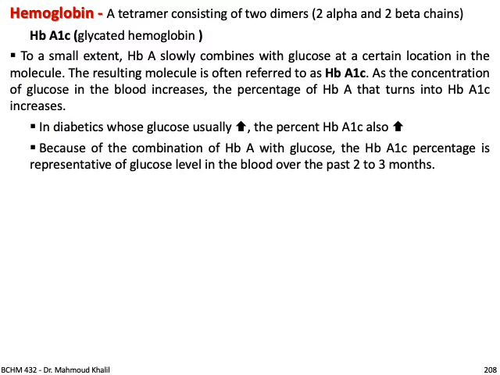In diabetics whose glucose is usually high, the percent of HbA1c also increases. Because of the combination of A with the glucose, the A1C percentage is representative of the glucose level in the blood over the past 2-3 months. So usually patients who have diabetes do analysis for this type of hemoglobin to see how they are managing the diabetes.